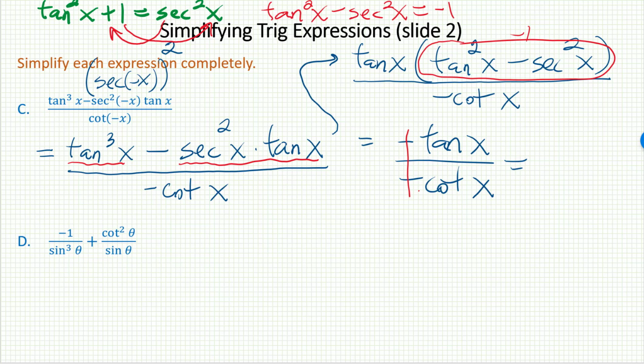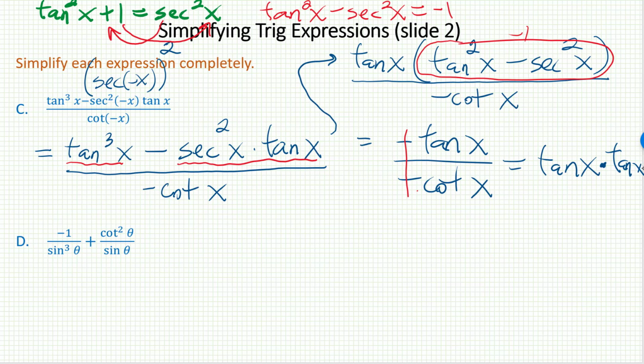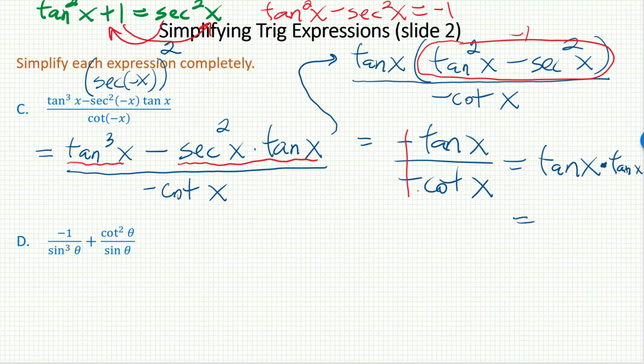Where do I go now? I have no adding or subtracting. I have only multiplication or division. That means any of these individual trig functions can reciprocate across the fraction bar and become its reciprocal function. So let's get rid of the fraction. I can do that by keeping the tangent x on top, but then reciprocating the cotangent x from the bottom to the top, which will make it a tangent x. Since cotangent was the only thing down there, I don't even have a denominator anymore. And then all I have left is tangent x times tangent x, which is tangent squared x. We have simplified the expression.